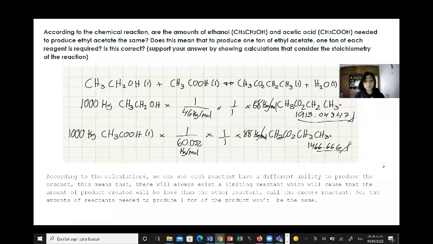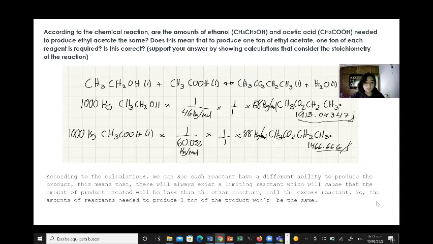According to the chemical reaction, are the amounts of ethanol and acetic acid needed to produce ethyl acetate the same? Does this mean that to produce 1 ton of ethyl acetate, 1 ton of each reagent is required? Is this correct? According to the calculation, we can see each reactant has a different ability to produce the product. This means that there always exists a limiting reactant, which will cause the amount of product created to be less than with the other reactant, called the excess reactant.